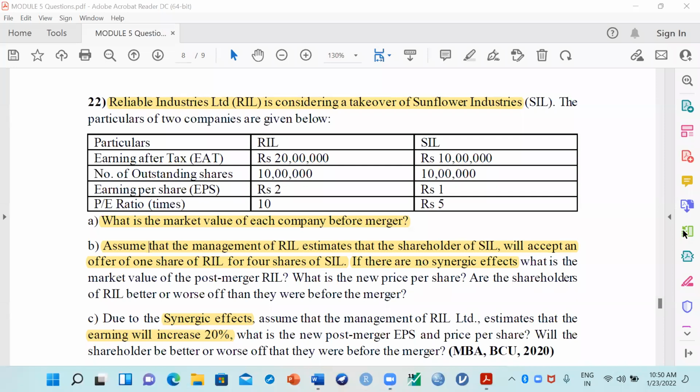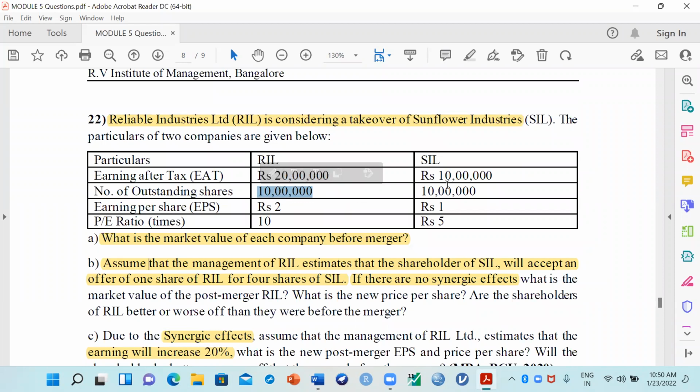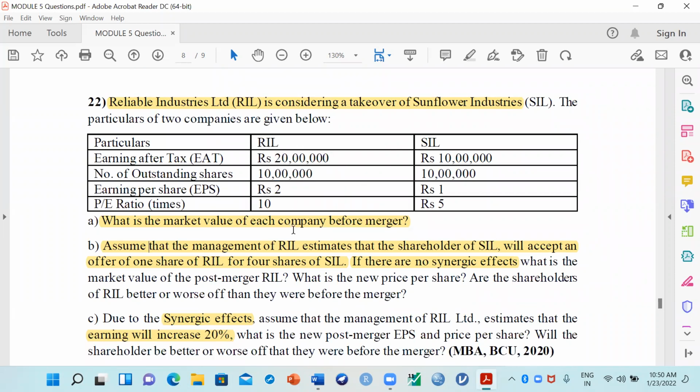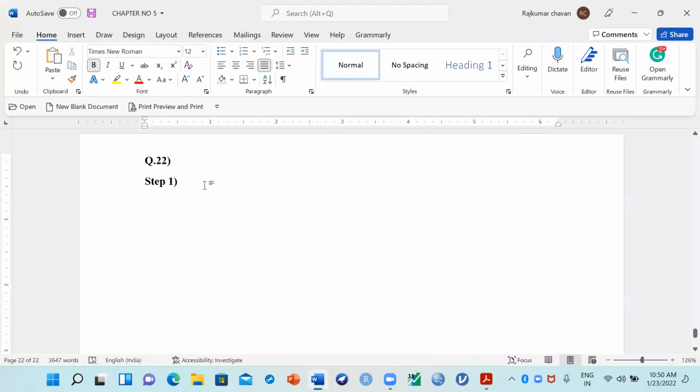Okay, fine. A few people answered. Market price per share we can find out for both the companies. So the first step will be calculation of market price as well as market value. We can calculate with the help of this information. We also have the total shares of both companies, RIL and SIL. With this information, we can calculate the market price per share and the market value. So step number 1 will be calculation of market price and market value of the companies.